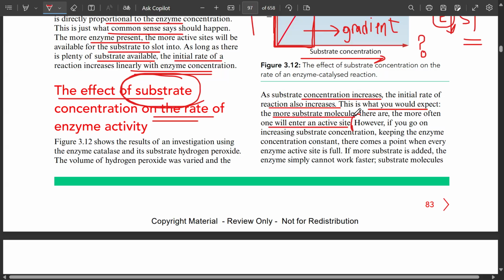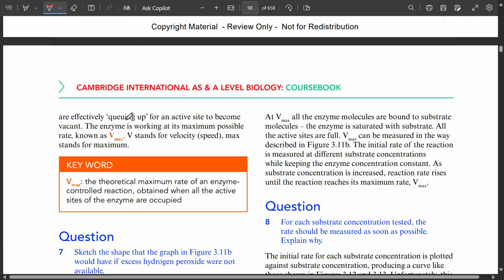However, अब scene मुश्किल है. However, if you go on increasing substrate concentration, keeping the enzyme concentration constant, there comes a point when every enzyme active site is full. And if more substrate is added, enzymes cannot work faster. Enzyme अपनी speed से काम करेगा, आप पीछे से डालते रहो substrate. Enzyme will still work at their own speed. So substrate molecules are effectively queuing up for an active site to become vacant, and the enzyme is working at its maximum possible. We call this point as Vmax.